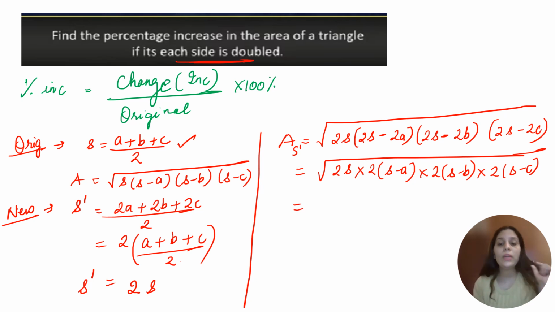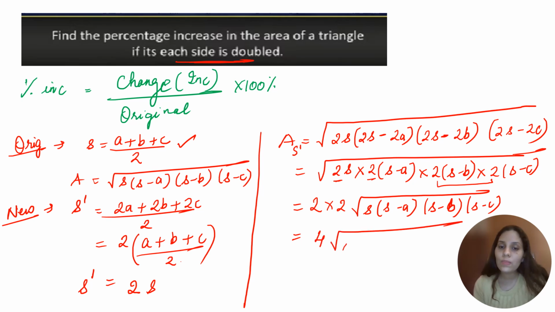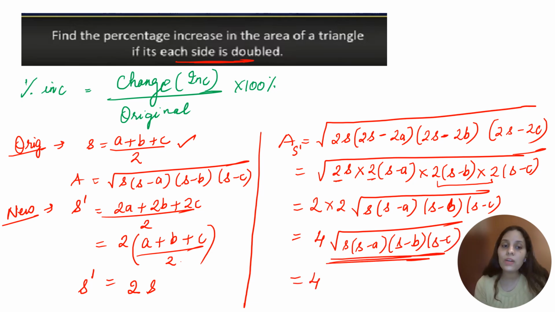So basically how many pairs of 2 do we have? This is one pair taken out of the root and this is another pair taken out of the root. So under root what all do we have? S into (S minus A) into (S minus B) into (S minus C). So this is 2 into 2, 4 root S into (S minus A) into (S minus B) into (S minus C). So basically this is nothing but original area, 4A we can take. So let me take this as new area A dash. I hope this is clear.